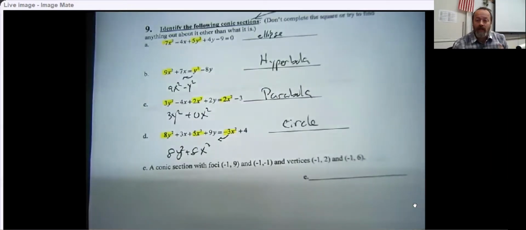I know you could call it an ellipse because that's technically a very special ellipse, but that's not an accepted answer in any circle that I've ever known. We definitely would want to call that a circle because it's the most specific one we can.